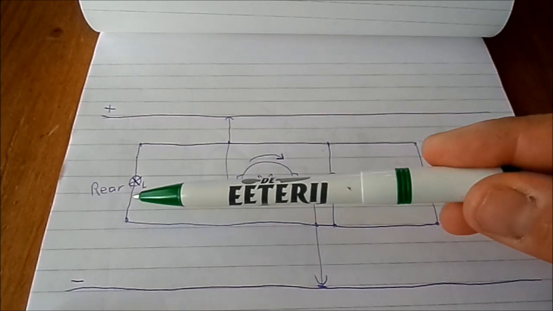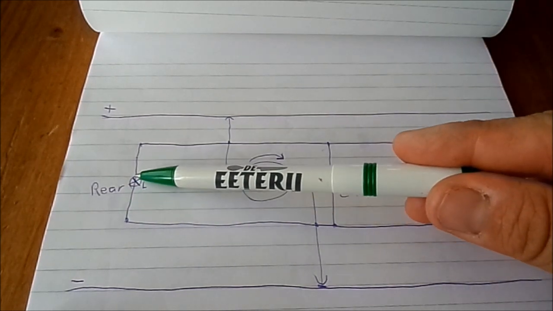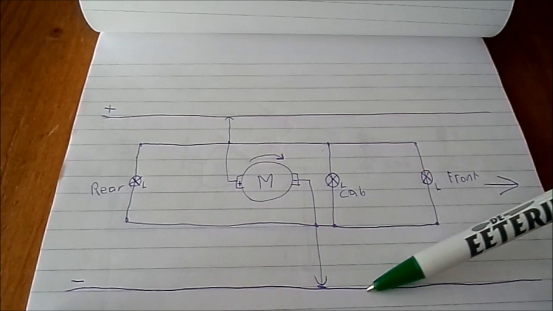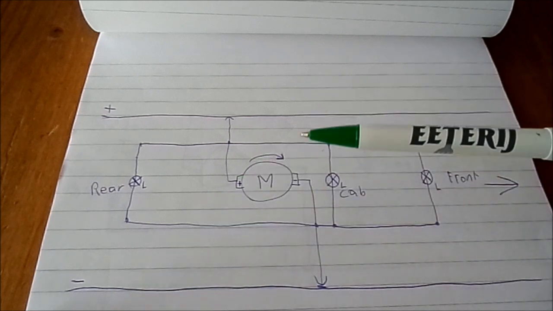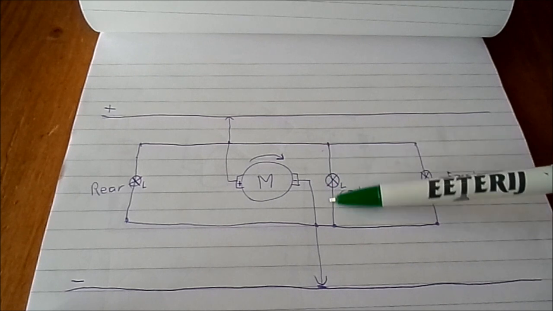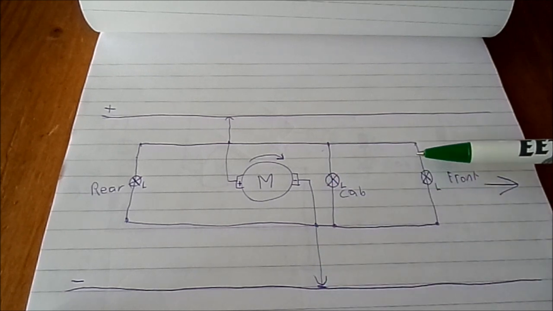The current can go straight through the light bulb here and out through the track back to your power supply, through the motor, up back to the track, through the cab light, and back to the track.